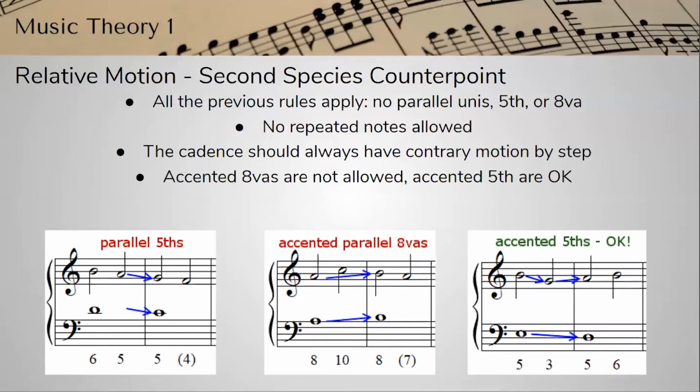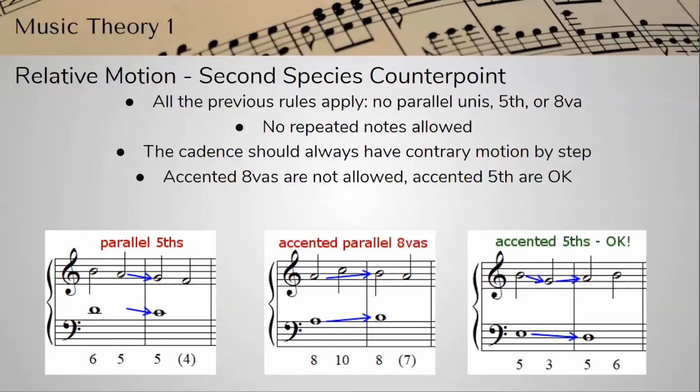So you can see, since there are such strong intervals and they're both on a strong beat, you can still kind of hear them as parallel octaves. We call those accented parallel octaves, and they are not allowed. And the same thing goes for unisons too. However, accented fifths are okay.